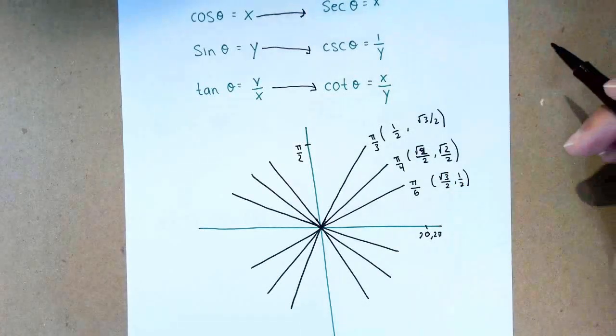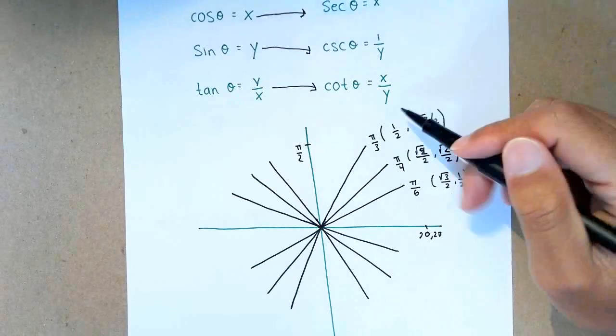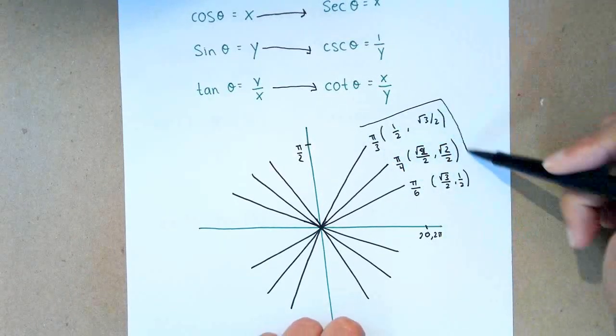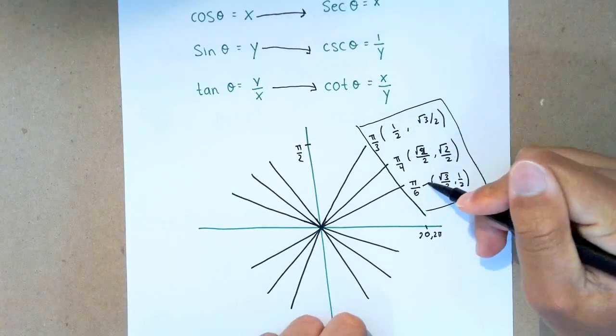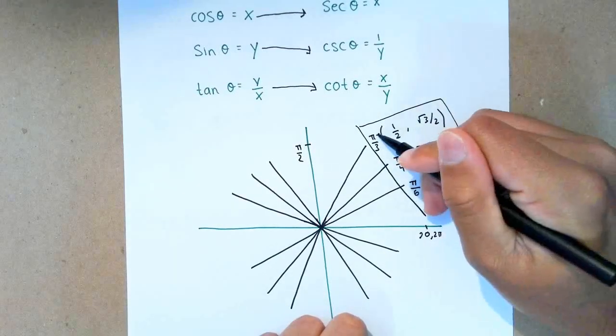Now, how are you supposed to memorize this? Because this is key to your success in solving. You have to know this. You have to know this goes with that. You have to know that goes with that. And you have to know this goes with that.